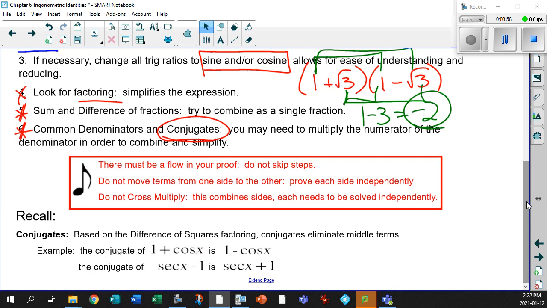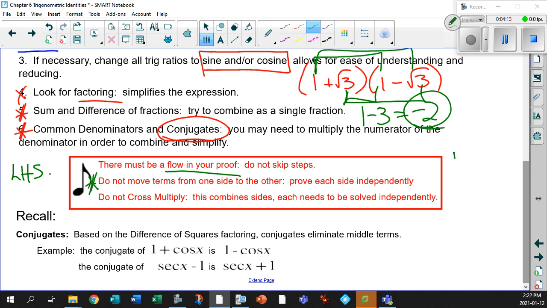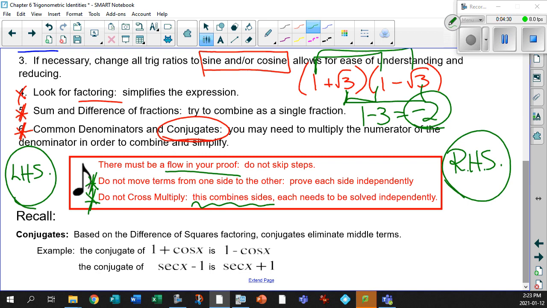Okay, a couple important points there. You have to have a flow in your proof. You can't just jump steps and assume everybody knows what you're doing. Also, don't move the terms from side to side. Solve the left-hand side, then separately solve the right-hand side, and then figure out if they equal. There's no such thing as cross multiplication either. Sorry, I know you want to do this, but if you do that, you're combining sides. You can't do that. Each side has to be solved independently, okay?